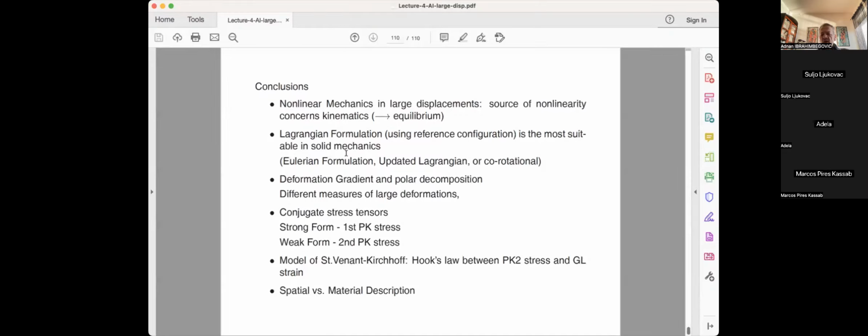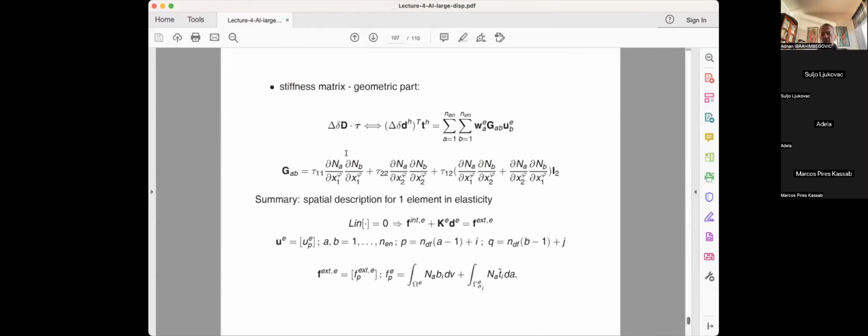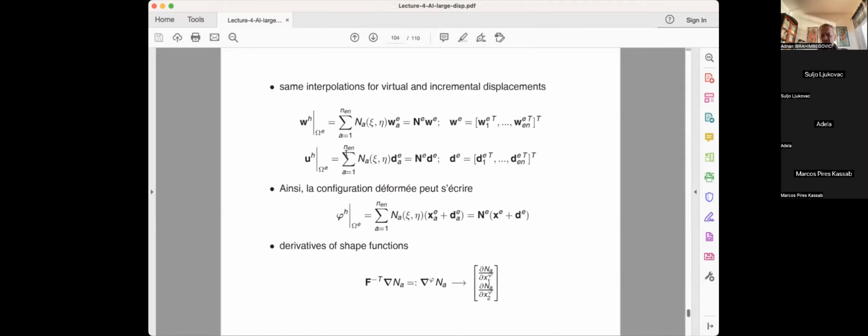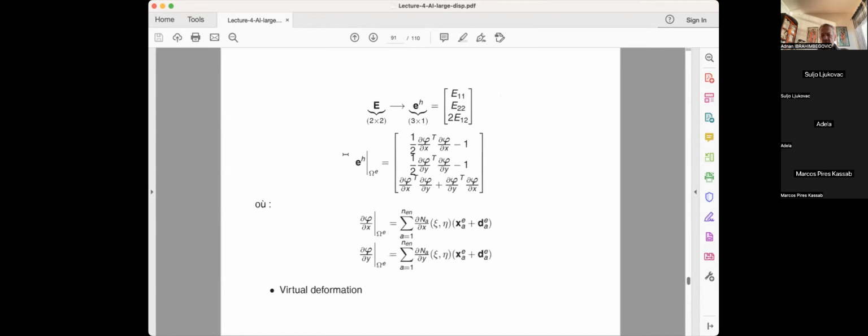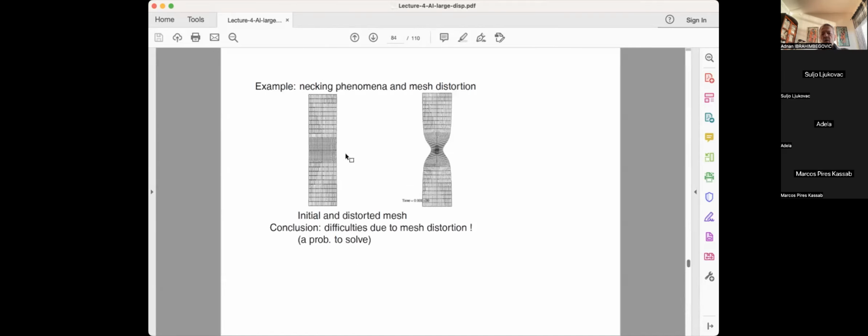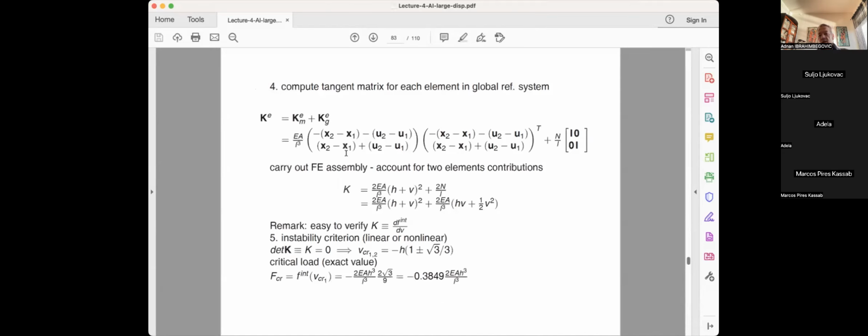Professor, at the beginning, you talked about some practical examples about large rotation and large deformation. Can you explain a little bit more about those applications? Well, large deformation is really everywhere.